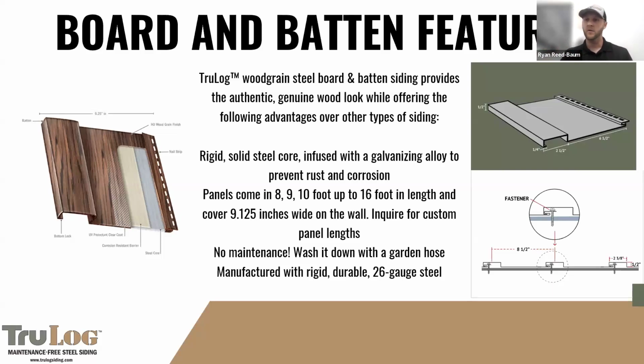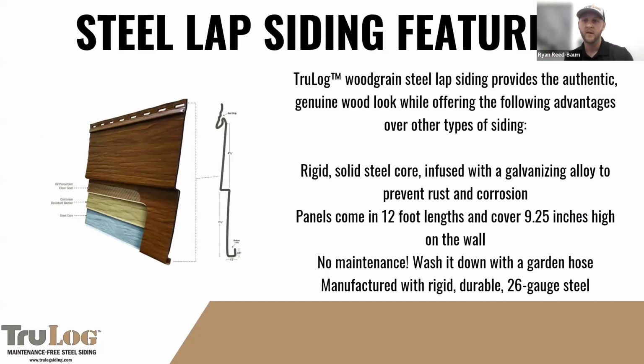And again, obviously maintenance free. We're running all of this stuff out of our 26 gauge steel. That goes for the board and batten as well. And then our steel lap siding, same exact concept as our log. We have all of our really nice wood grains. It's a double 4.5 lap panel, so each of those laps covers 4.5 inches for a total coverage on the wall of 9.25 inches tall. And those are 12-foot sections as well. They interlock and overlap with each other, just like any other steel siding that you may have seen out there on the market.